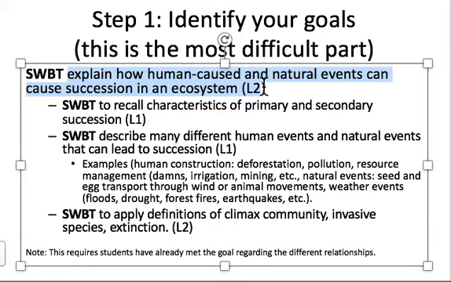And now that means at the end of the day, what I want my students to be able to do is, if I give them different types of events, human caused and natural caused, I want them to tell me what that means. I want them to incorporate the ideas of climax communities, invasive species, and extinction, and talk about whether or not it leads to primary or secondary succession.